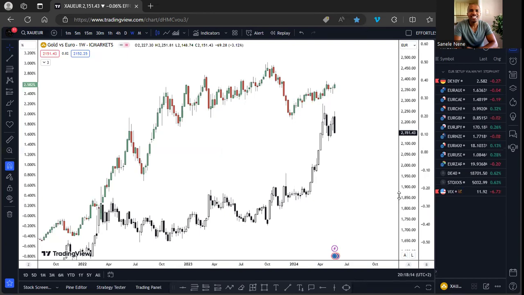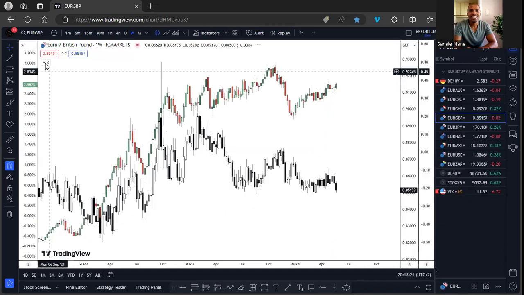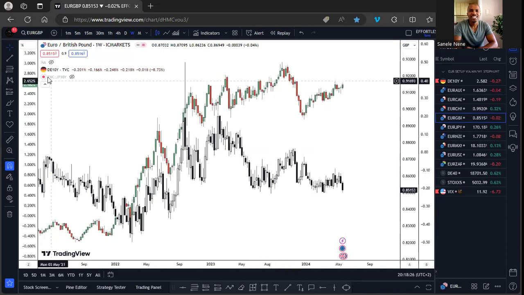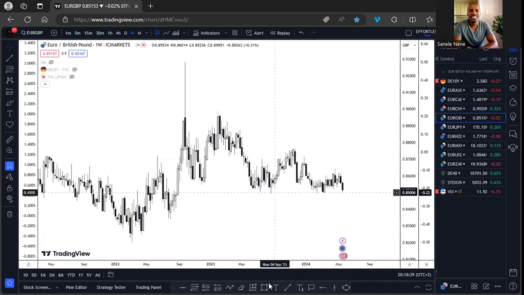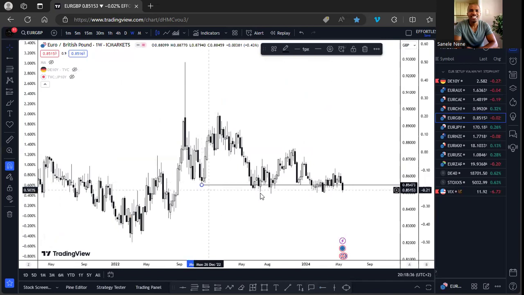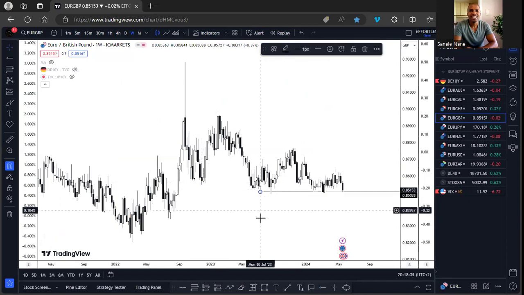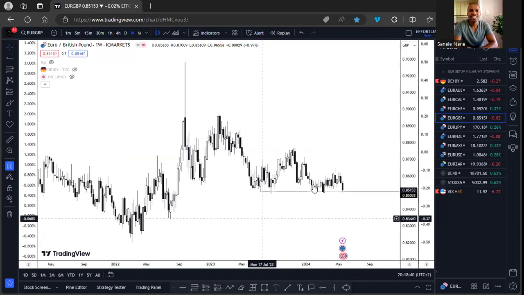Rather than you trying to squeeze out every pip and over-leveraging, you need to identify that strong divergence. So if we look at EUR/GBP here, this is the weekly time frame, and yes, it has been moving, but essentially it's pretty much stuck. Even if we start from this low that was made here in July 2023, it's pretty much stuck between the highs and the lows.